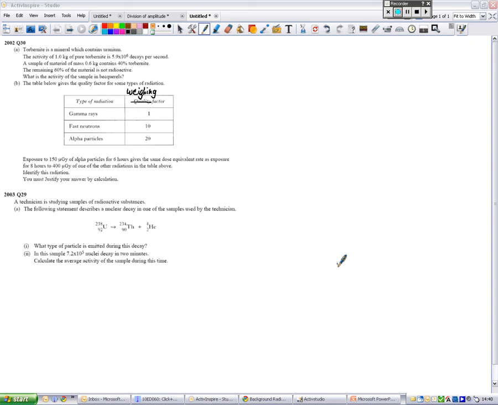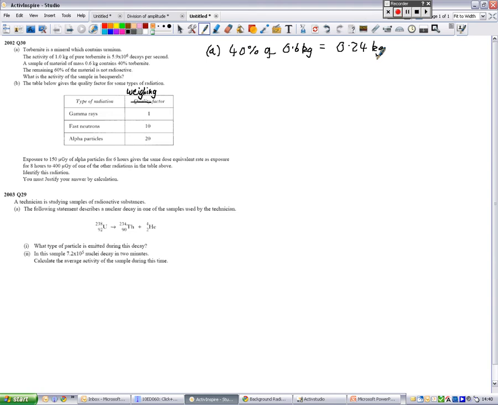A sample of material of mass 0.6 kilograms contains 40% torbermite. The remaining 60% is not radioactive. What is the activity of the sample in becquerels? Well, first of all, what you need to do is figure out what 40% of 0.6 kilograms is, because that's the only part of it that's radioactive. So 40% of that will give you 0.24 kilograms. So that's the amount that is radioactive.